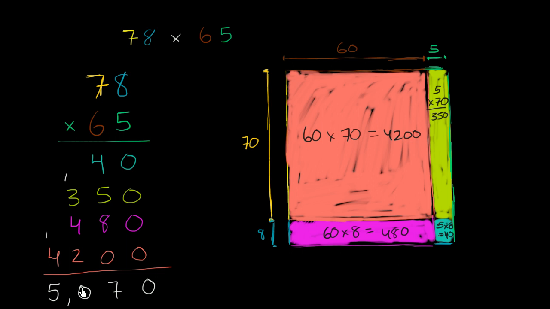And then when we added everything up to get 5,070, we were essentially just adding up the areas of each of these tiles. This big one is 4,200. That makes up most of the area. Then we get 480 from this magenta one, then 350 from this greenish yellow one, and then 40 from this greenish blue one to get 5,070. So the area of this entire thing is 5,070 square units.